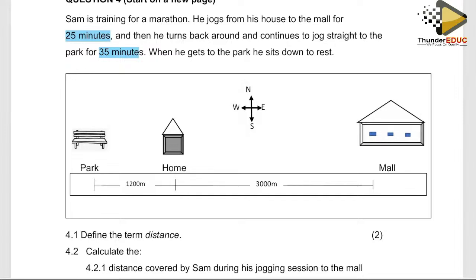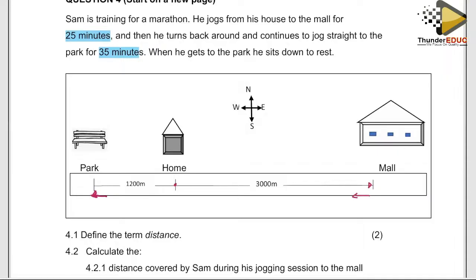So according to this information there, he started from here. Where did he go to? He went to the mall. He jogged to the mall, right? Then according to the statement there, it says he then turns back around and jogs straight to the park, right? So he takes this part and then returns until he gets to the park there. So his final location was where? At the park like that. Okay.